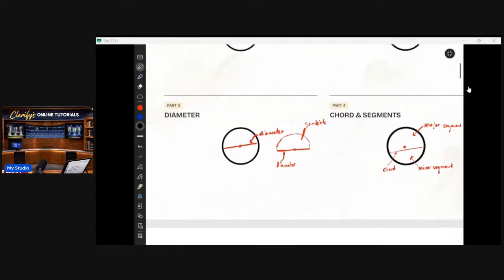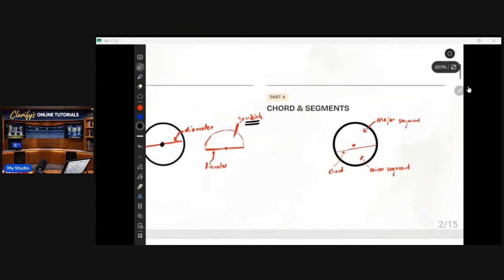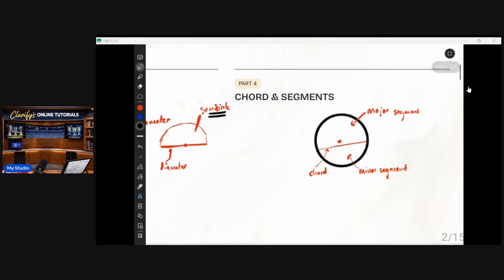Diameter is from circumference to circumference, passing through the center, and it will cut your circle into what we call semicircles. Then chord is not going to do that. It won't pass through the center. Even if it comes close, it will never touch the center. That will be now a chord.